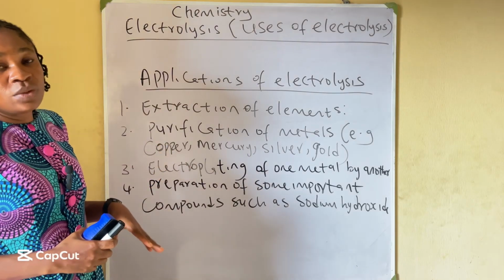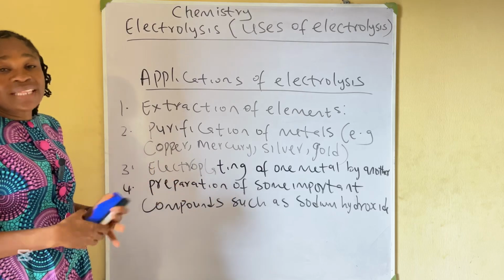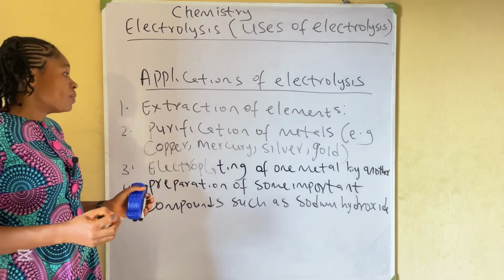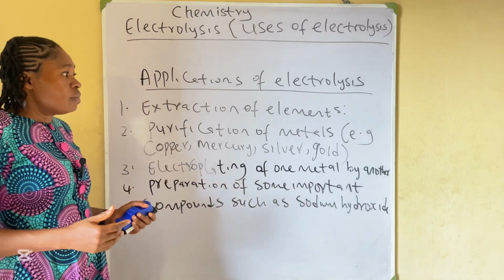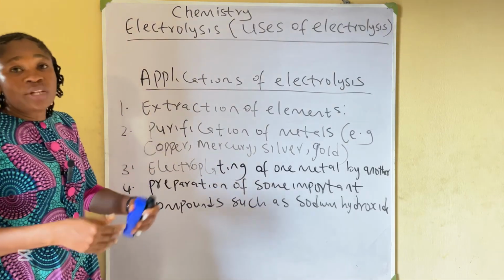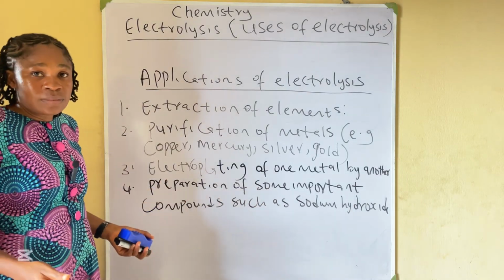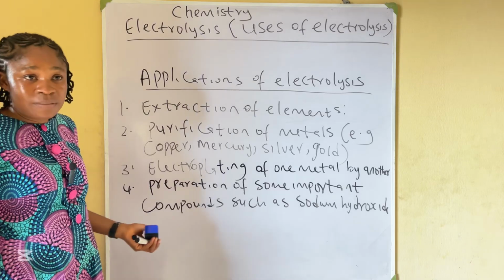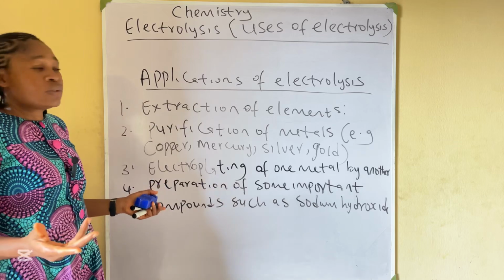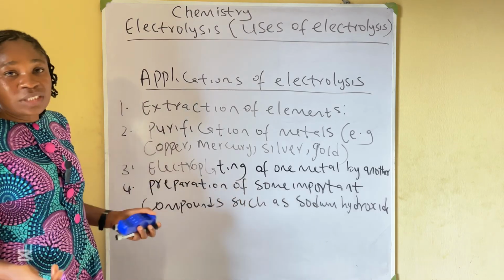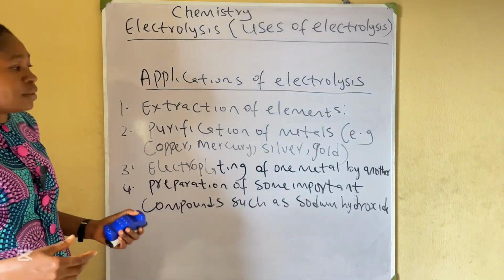Applications of electrolysis. Number one, extraction of elements. Some highly electropositive metals like sodium, potassium, magnesium, aluminium are extracted by electrolysis. And some non-metals like oxygen and hydrogen from the electrolysis of acidified water, and chlorine. These are some of the non-metals that have been extracted by electrolysis.